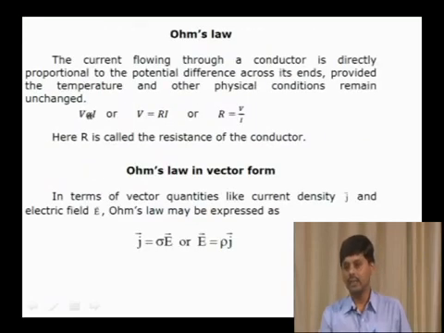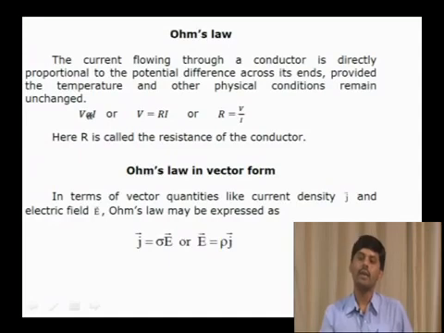Ohm's law. According to Ohm's law, the current flowing through a conductor is directly proportional to the potential difference across the conductor, provided temperature and other physical conditions remain constant, that is, V is proportional to I, or we can write V is equal to I R, or R is equal to V by I. The proportionality constant in the equation is referred to as the resistance of the conductor.